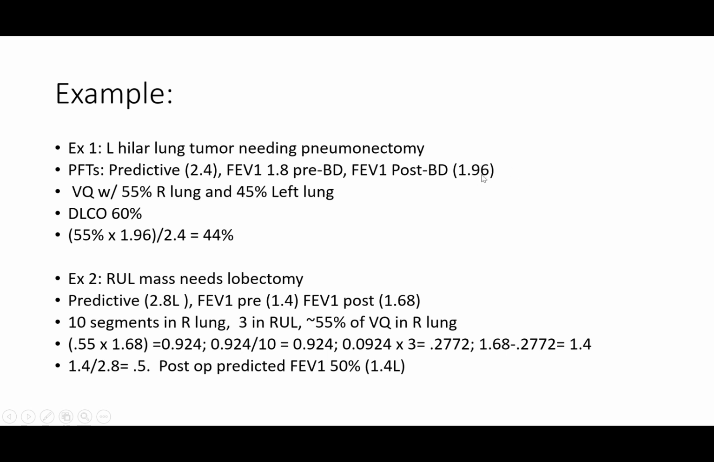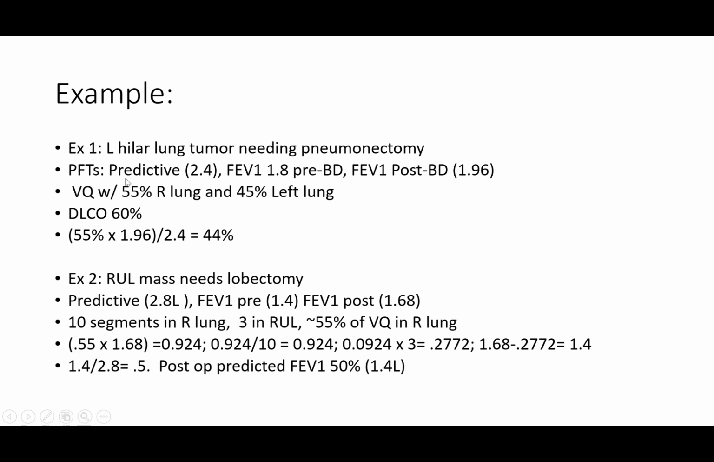post-bronchodilator FEV1. Their VQ, so roughly 55% of the right lung and 45% of the left lung. That's a pretty good average, and that's what Dr. Radecki would say when we're going over this stuff in his office on how he would calculate this out. So usually it's about 55% of the right lung is involved in ventilation and perfusion, whereas the left lung does a little bit less. Obviously, the heart's taking up some portion of that cavity, and so you have a little bit less lung mass to use in ventilation and perfusion, and a DLCO of 60%.